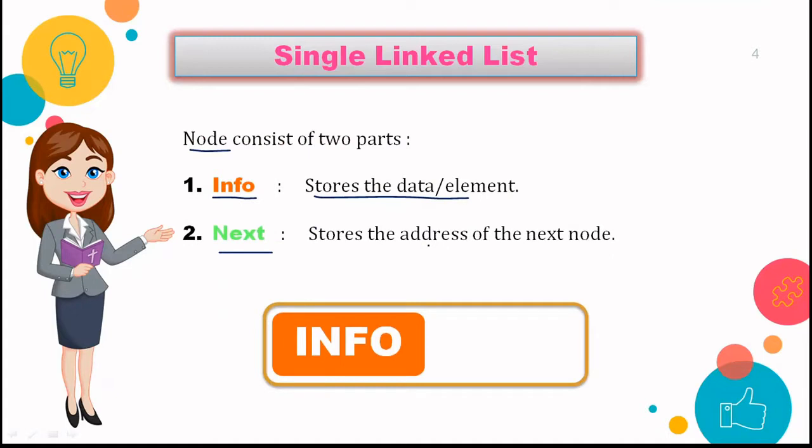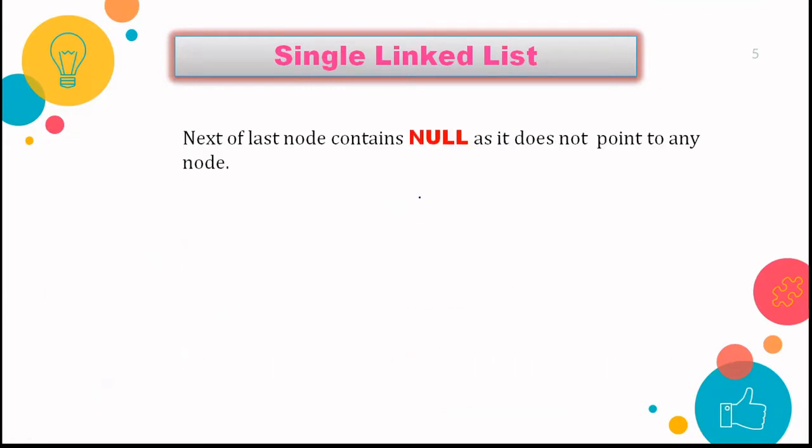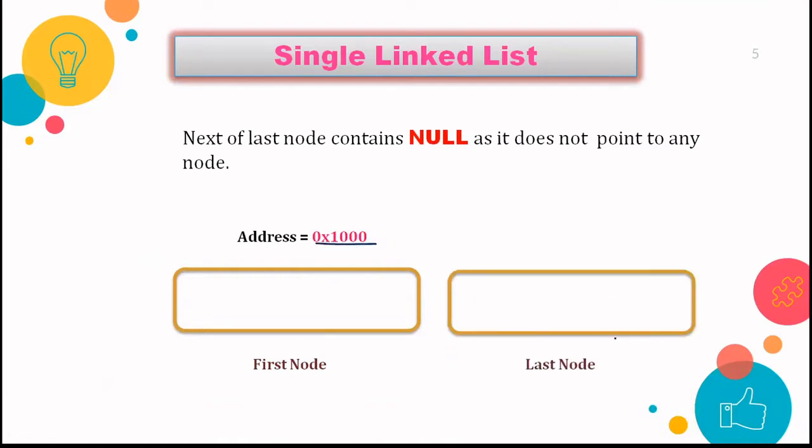The next part contains the address of the next node. So this is the next part, which will contain the address of the next node. If there is some other node available here, it will store the address of that node. Now let's understand it with the help of an example. This is the first node and this is the address of the first node. Similarly, this is the second node as well as the last node in this example, and this is the address of the last node.